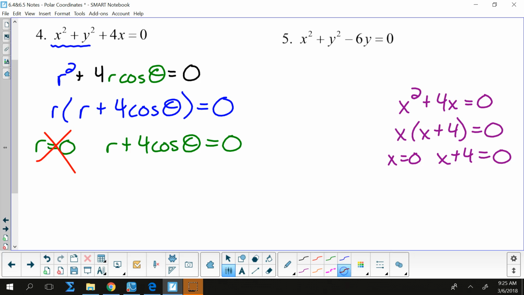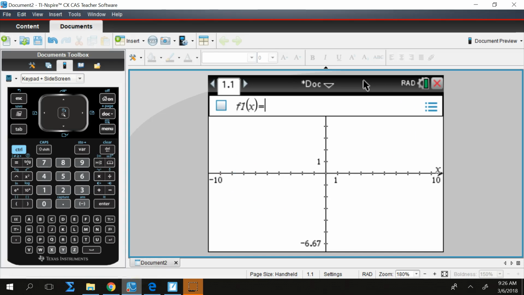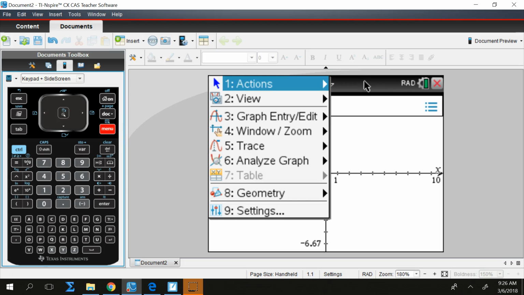Then the other one, we solve for r. So r here is going to equal negative 4 times the cosine of theta. And that is the polar equation for this scenario. Okay? Now, to prove that, what I'm going to do is graph it. So it was a circle.